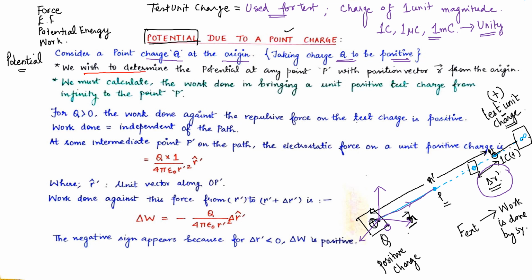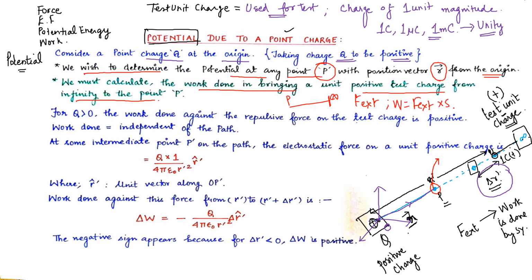We wish to determine the potential at any point P with position vector R from the origin. We wish to define it at this point. We must calculate work done in bringing a unit positive test charge from infinity to point P. How much work is done in bringing it from infinity to point P? Because we are providing F external over here. This F external will give us W as F external into the displacement.